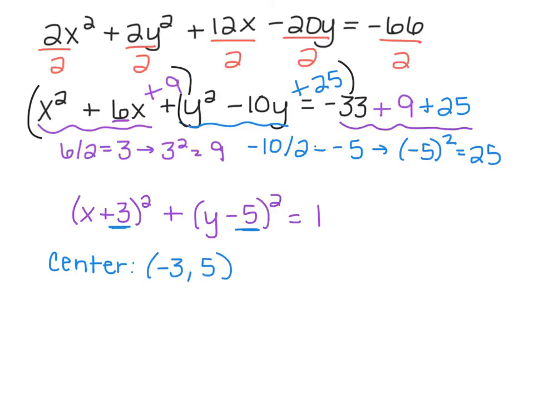It has to do with all of that transformation stuff we talked about. So like when you want to move to the right, you subtract and crazy stuff like that. And then the radius would be the square root of 1, which is 1.